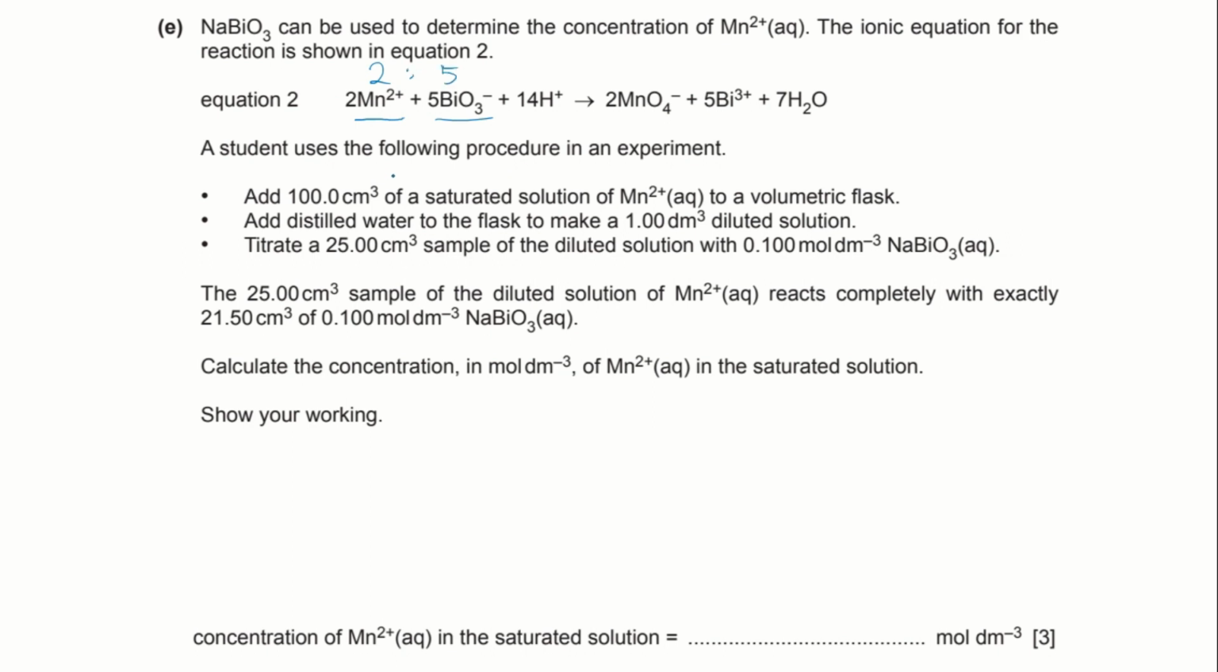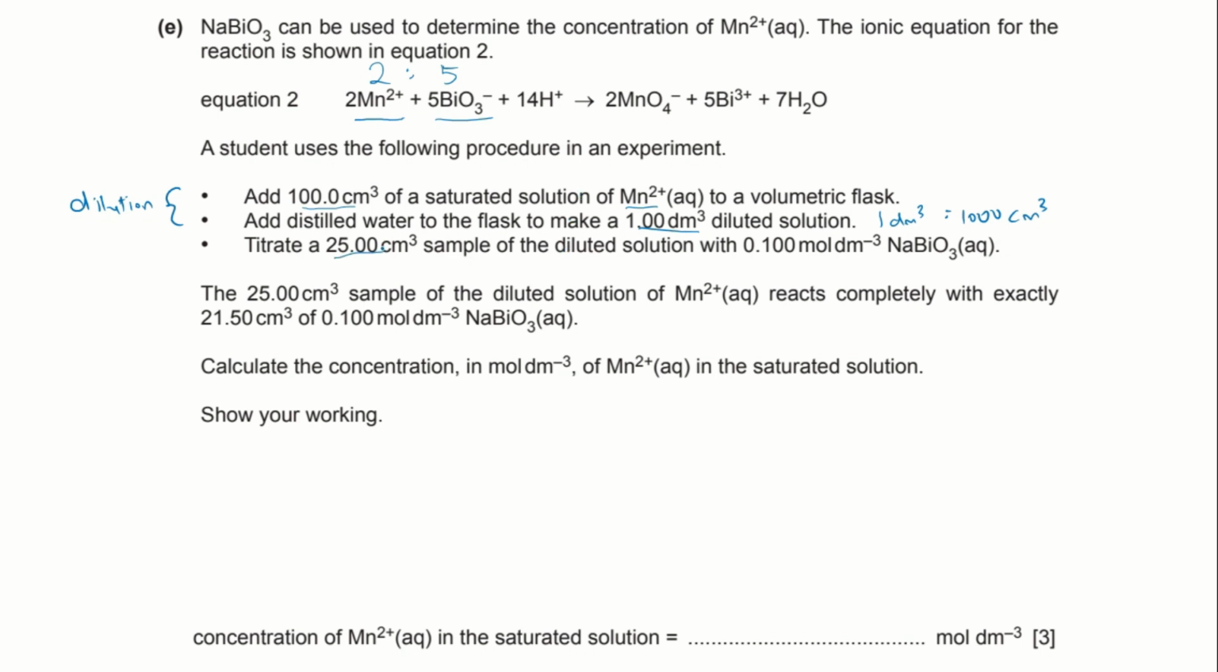And then there's a description of the procedure of an experiment. 100 centimeter cube of a saturated solution of manganese 2 is added to a volumetric flask. Distilled water is added to make the solution into 1000 centimeter cube. 1 decimeter cube is 1000 centimeter cube. So this is actually a dilution from 100 to 1000. So this is a 10 times dilution, right? The concentration of the solution will become 10 times lower compared to the saturated solution.